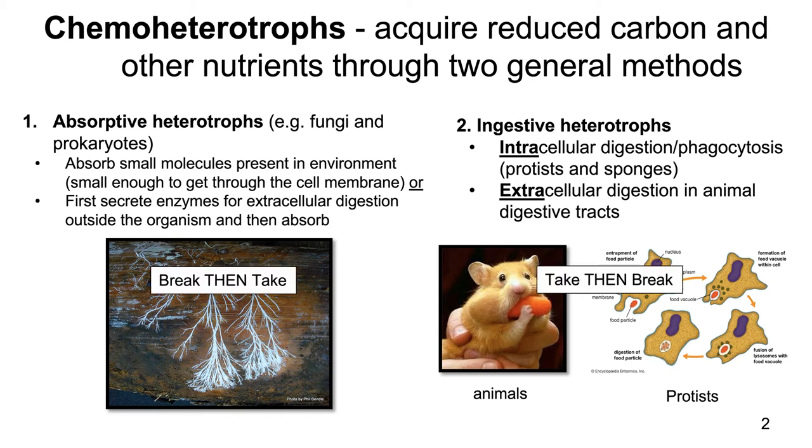So just to simplify this a little bit, absorptive heterotrophs break things down, then take them into the cells, whereas ingestive heterotrophs take them into the cells or take them into the body and then break them down to move across cell membranes.